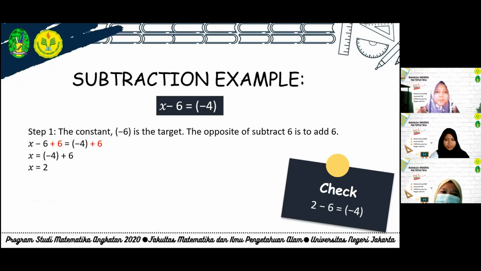Subtraction example. x minus 6 equals negative 4. Step 1. The constant negative 6 is the target. The opposite of subtract 6 is to add 6. x minus 6 plus 6 equals negative 4 plus 6. x equals negative 4 plus 6. x equals 2. And check again, whether the answer is false or wrong. 2 minus 6 equals negative 4, and that's correct.